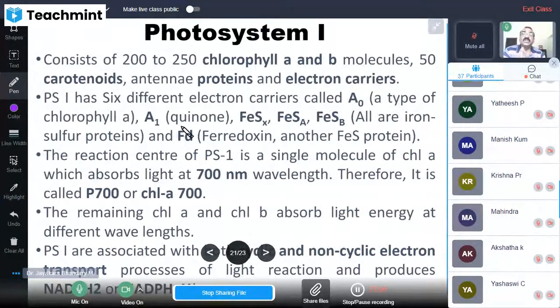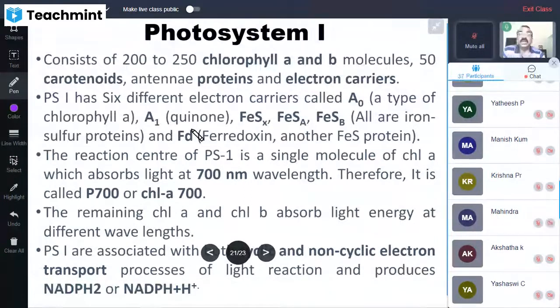Then A1, this is a quinone protein. Then there are iron sulfur proteins, proteins consisting of iron and sulfur in their structural part. So these are called as ferrous sulfur proteins or iron sulfur proteins. They are called FeSX, FeSA, FeSB. FeS stands for iron sulfur protein. And then there is another iron sulfur protein which is called as ferredoxin. So ferredoxin, A1, A0, FeSX, FeSA, FeSB. These are the different electron carriers associated with photosystem 1.